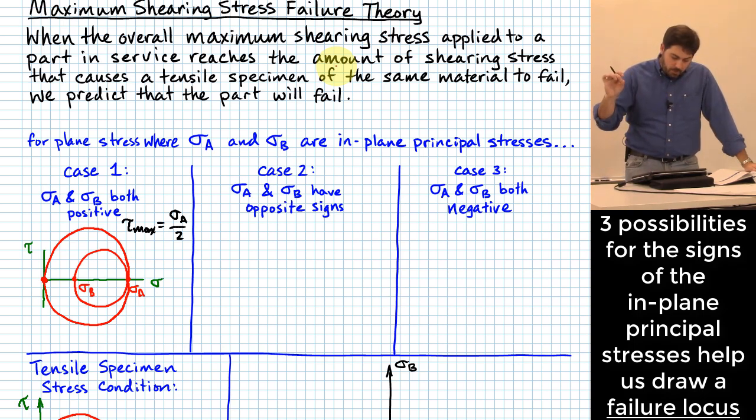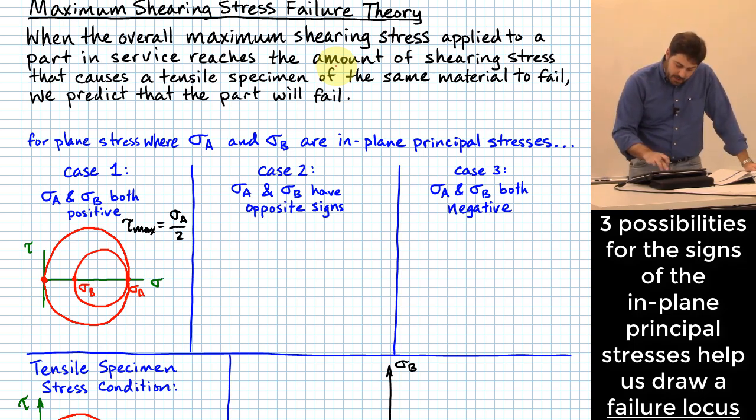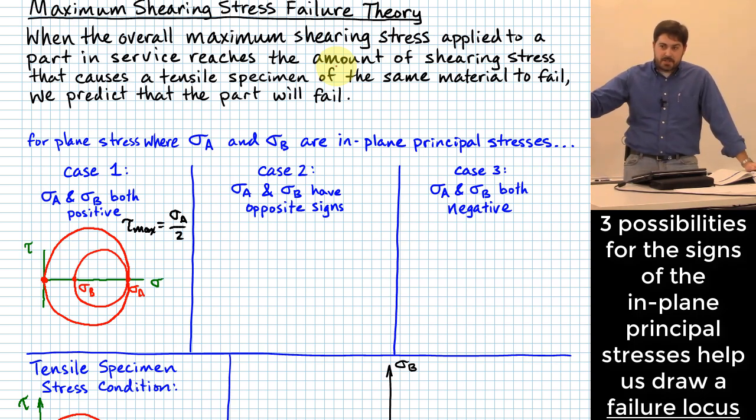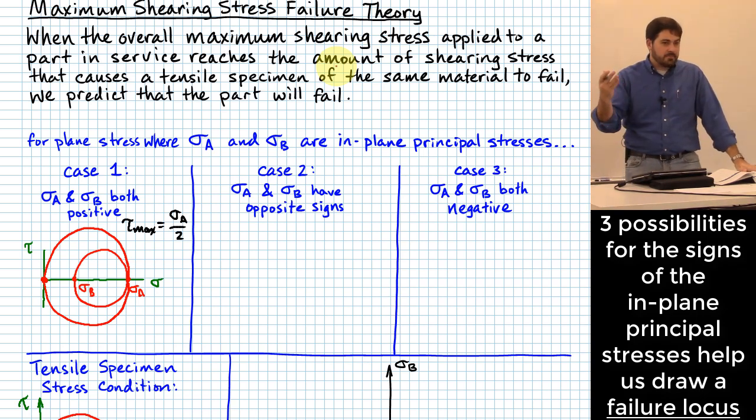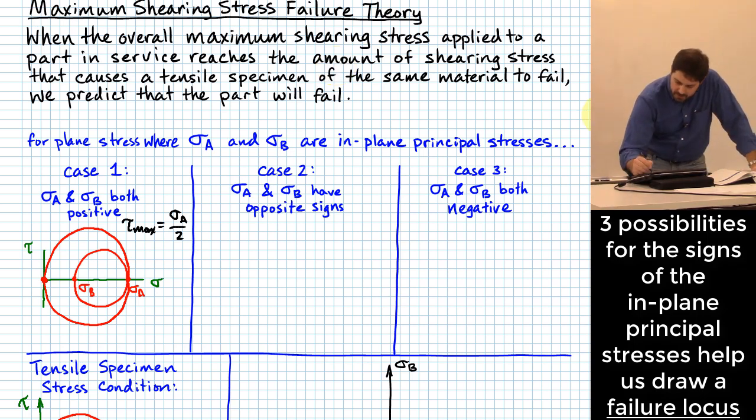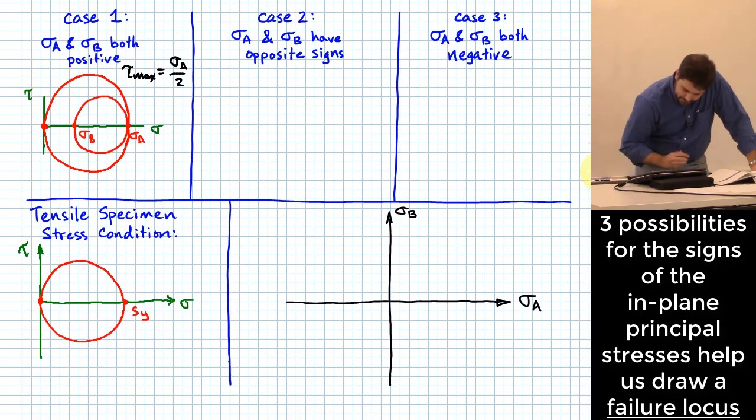we predict that the part will fail. So that's saying we need to figure out what's the amount of shearing stress that exists in the tensile specimen, not the amount of normal stress that we're actually applying. When you apply the normal stress, it induces a shearing stress in the piece of material, and we're asking what is that going to be? And so what will it be? The tau, maybe I'll say tau max here, is going to be equal to S sub y over 2.